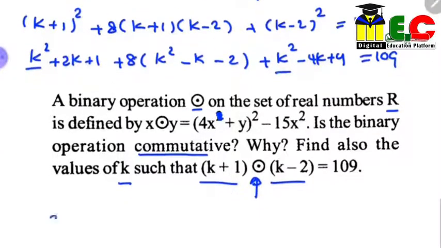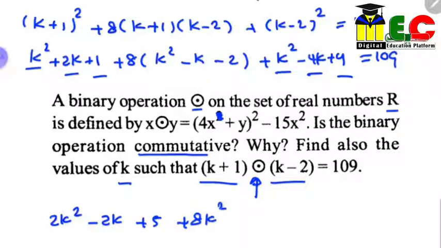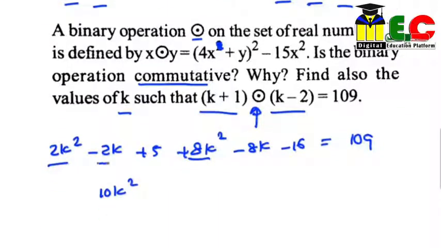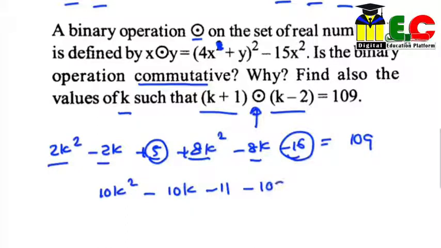So 2k square plus 8k square gives 10k square, minus 2k minus 8k gives minus 10k. Then the constants, 9 plus 16 is 25, and so on, giving 10k square minus 10k minus 11 equal to 109.